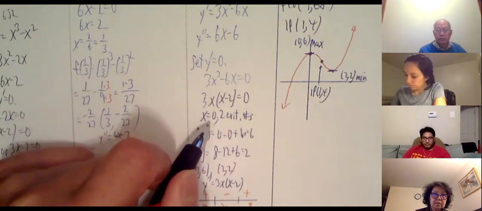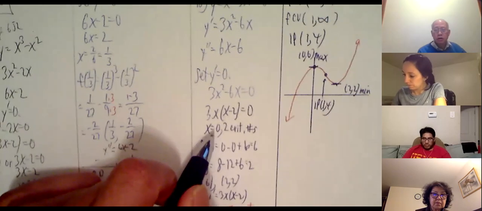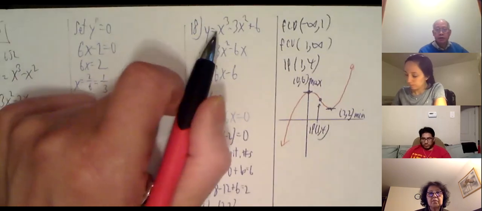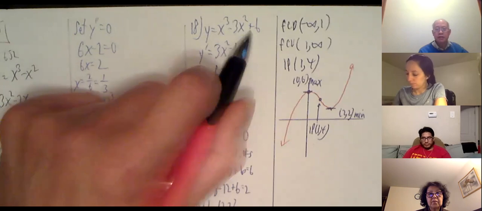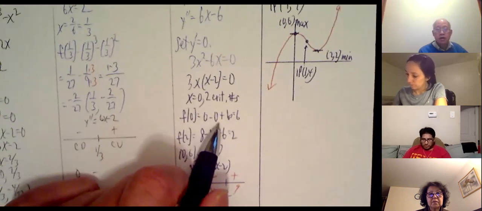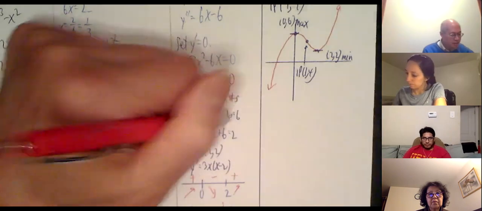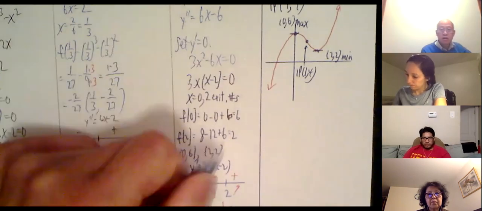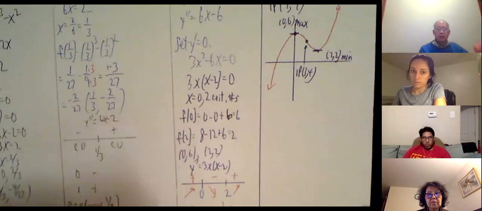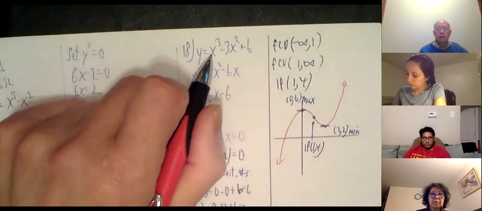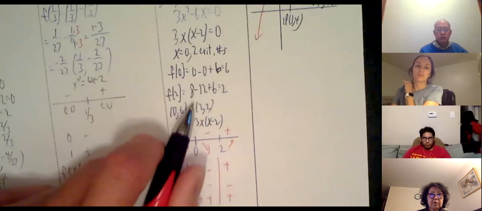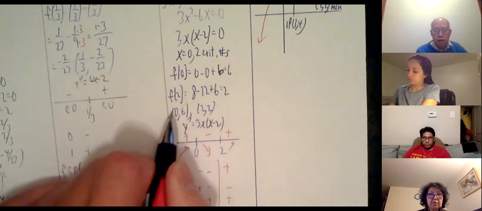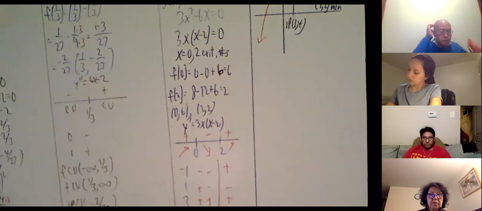Now I need to find the y values, so plug back into the original. Put 0. I like 0, right? 0 cubed is 0, 0 squared is 0, 3 times 0 is 0. So 0 minus 0 plus 6 equals 6. 2 is a little bit harder. 2 cubed is 8. 2 squared is 4, 3 times 4 is 12. So 8 minus 12 plus 6 comes out to be 2. So I have the points (0, 6) and (2, 2).